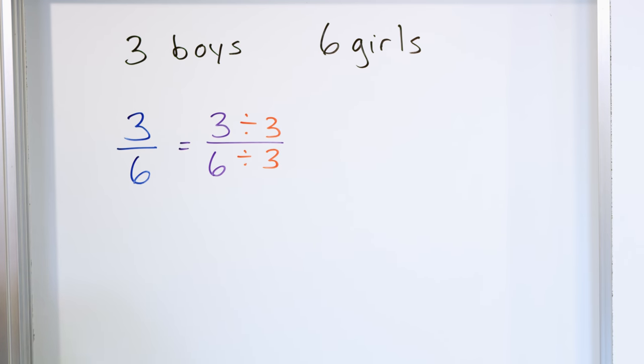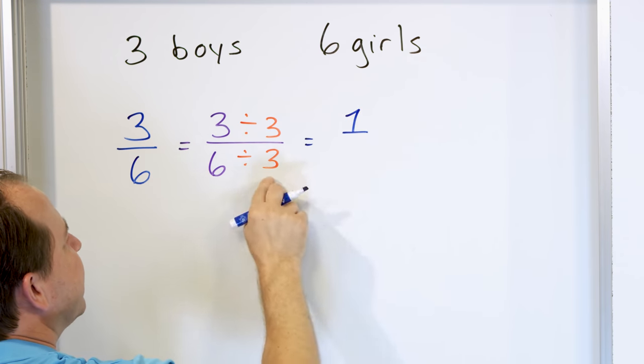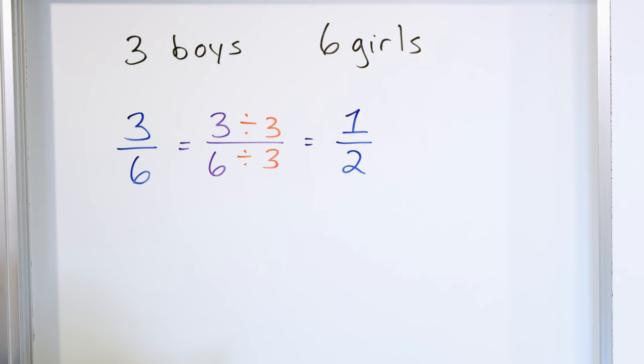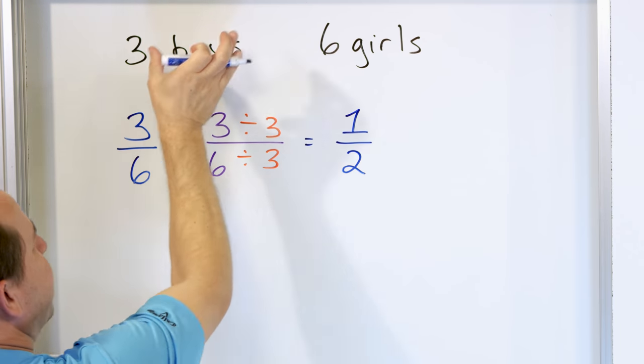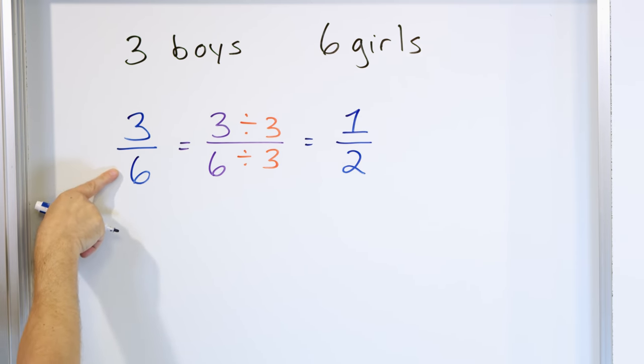This is just fraction arithmetic. And what do we get? 3 divided by 3 is 1, and 6 divided by 3 is 2, right? So what have we actually said? We said in the beginning, we're comparing boys to girls, 3 boys to 6 girls. So we write it as a fraction, 3 boys compared to 6 girls.